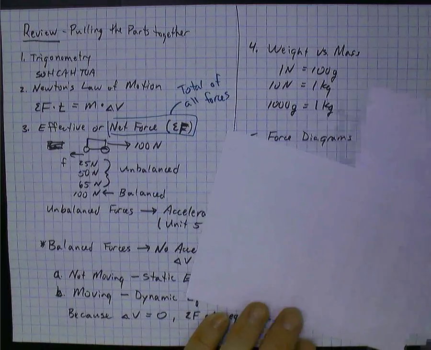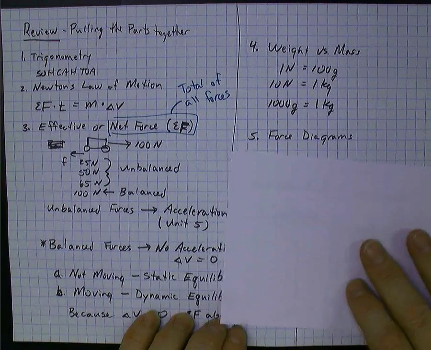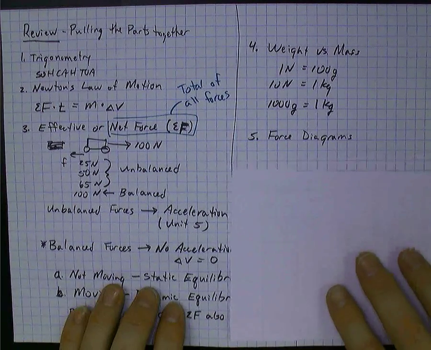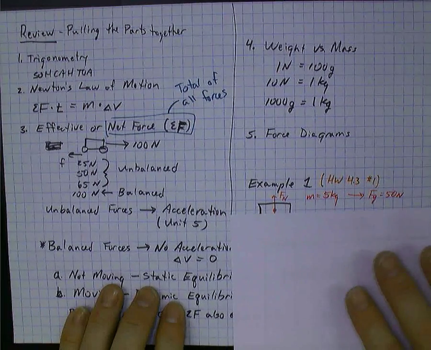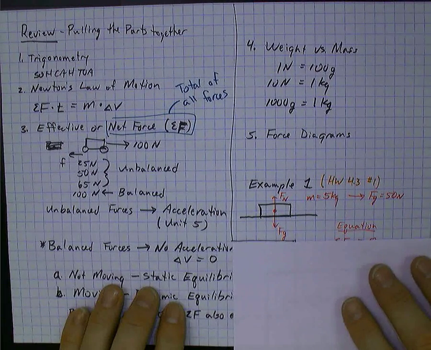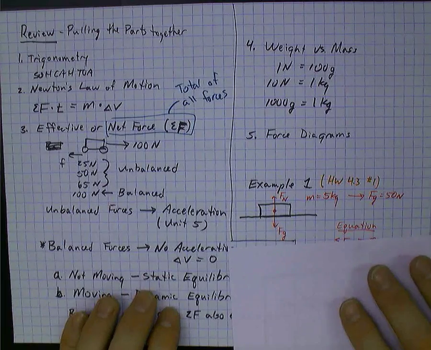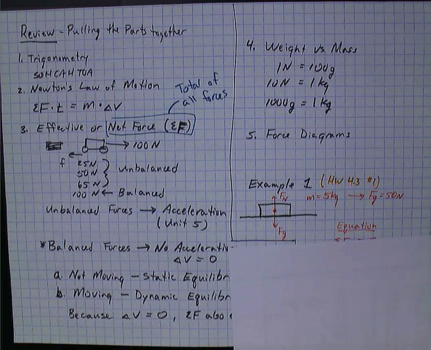And the fifth tool we have in our toolbox are force diagrams. We need to draw force diagrams. So here is an example. This example is like problem number 1 in your homework, 4.3. We have a brick or some object, a book maybe, I don't know what it is, sitting on a tabletop or on the ground. It's on a flat surface.